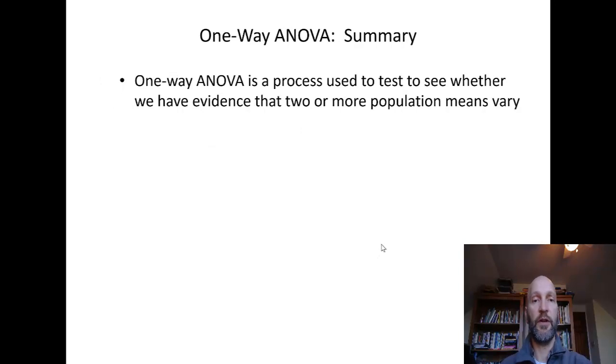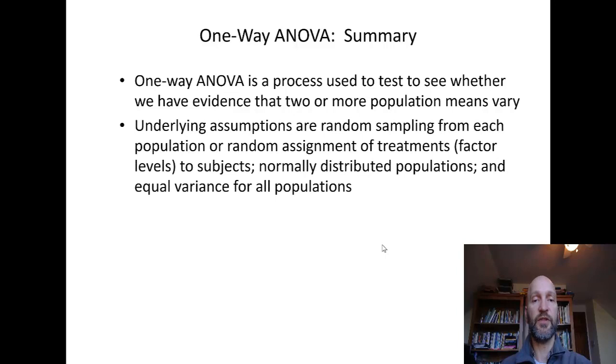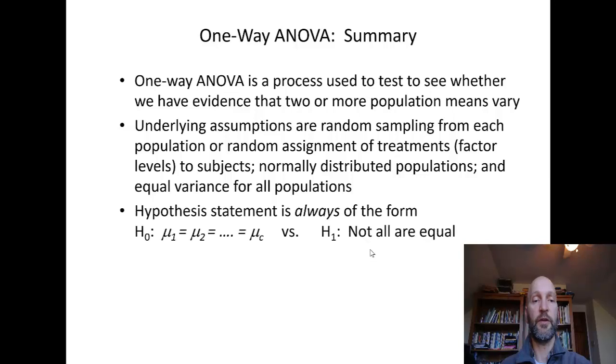So let's look at a summary of what we've done so far. Analysis of variance is the process that we use to test whether 2 or more population means vary. There are some assumptions that we have not addressed yet, but they have to do with the randomness of the sample and the assignments to the different treatments, and normality about the population, or at least, if we have a big enough sample size, that the central limit theorem will kick in. And then the other big one is that we have equal variance for all the populations, and we'll talk more about those things a little bit later.